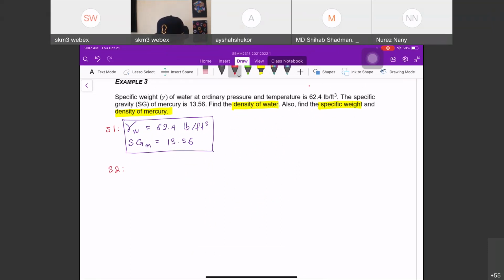What's the equation we use in order to get the density of water? Density of water from gamma. Gamma of water equal to rho of water multiply with gravity. Thus, we can change this as rho of water equal to gamma of water over gravity. What is the gamma of water? Which is 62.4 LB per feet cube, over the gravity. What is the value of gravity? Class, what's the value of gravity? 9.81 meters per second squared.